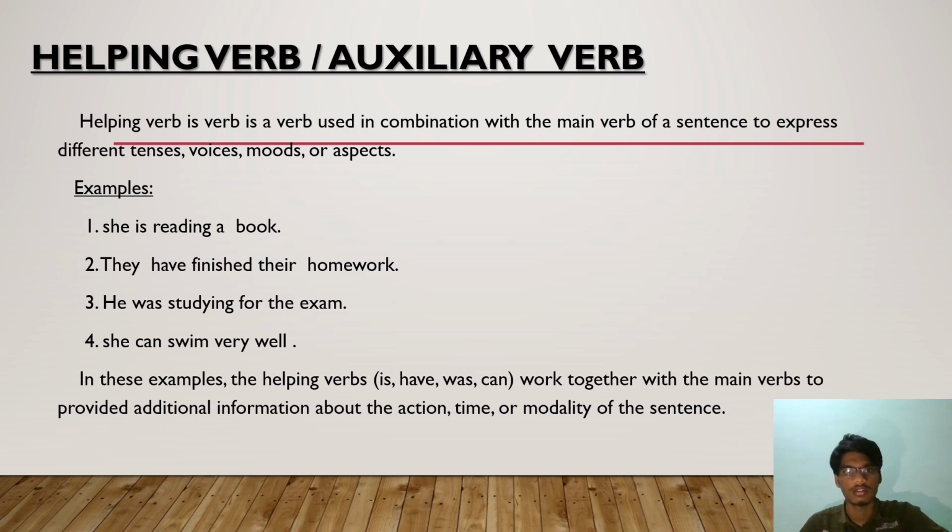Now, helping verbs. These are also called auxiliary verbs. A helping verb is a verb used in combination with the main verb of a sentence to express different tenses, voice, moods, or aspects. Examples: She is reading a book. They have finished their homework. He was studying for the exam. She can swim very well. In these examples, the helping verbs is, have, was, can work together with the main verb to provide additional information about the action, time, or modality of the sentence.